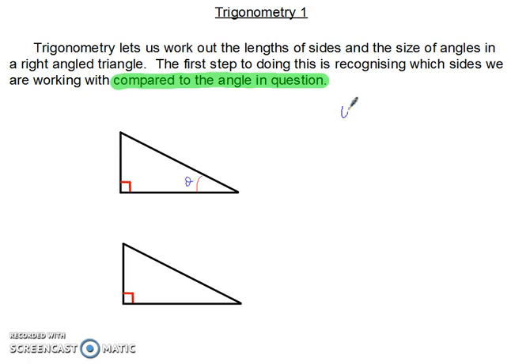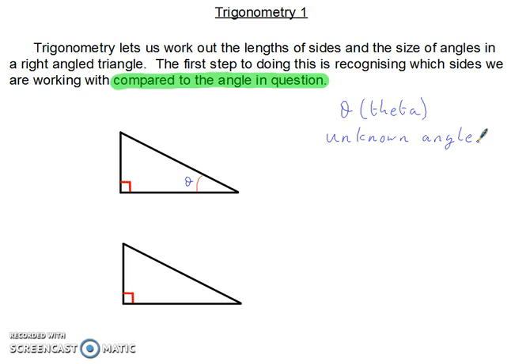Now theta is a Greek letter and we use it in maths for an unknown angle. So it's nothing to be scared of. If you see a theta somewhere, all we're doing is saying there's an angle there that we're working with. Could well find out what it is at some point. That's coming out in the later trigonometry lessons.